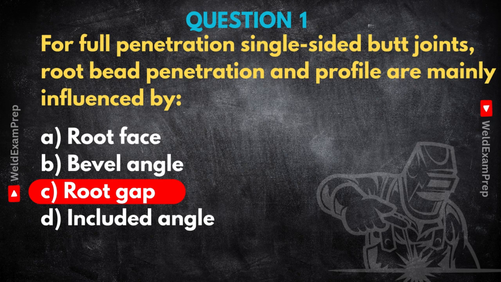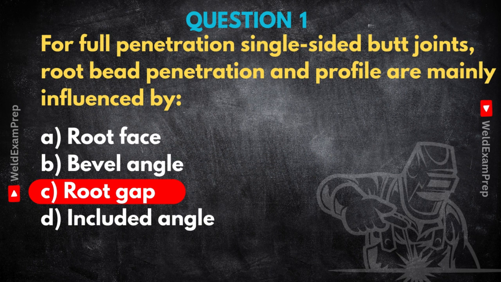That makes a lot of sense. That idea of it being the access channel really clarifies it. But I'm wondering, what about the other factors then, like bevel angle or included angle? They're not totally irrelevant, are they? Oh, absolutely not irrelevant. They're all interconnected, definitely. Right. Don't they sort of indirectly affect how easy it is to get that root gap right, or maybe how the heat focuses? They do influence it, yes.